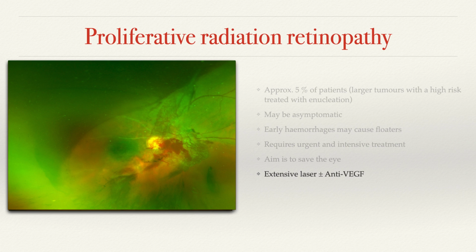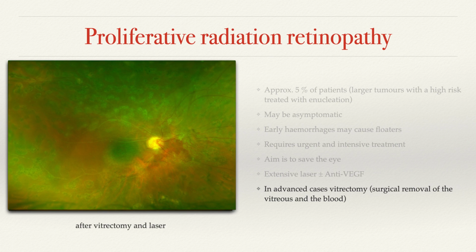And the treatment is extensive laser plus or minus anti-VEGF treatment as well. In advanced cases like this one, you also need to do surgery inside the eye to remove the blood and the jelly, the vitreous. And this is the same patient after the treatment, quite a good outcome. The vision is low, but the eye could be saved over many years up to now with extensive laser scarring and the vitrectomy.